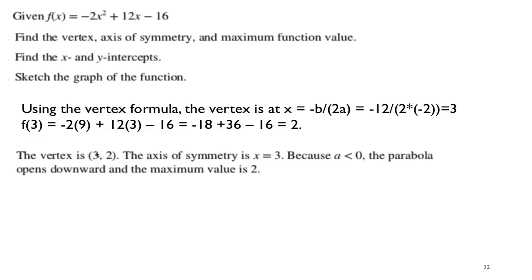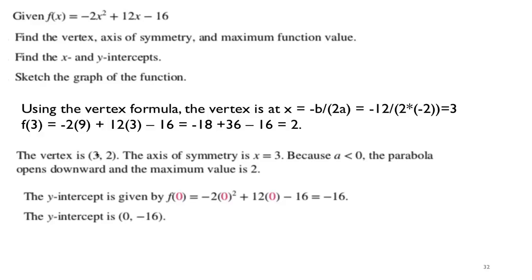Because a is negative, it's going to open downward. By the way, if you want, you can also compute the y-intercept, which is very easy to compute. f of 0, plug in 0, you get negative 16. So that's the y-intercept. So having all this information, now we can graph the function. Oh, actually, we have to do one more thing. We found the y-intercept; we have to also find the x-intercepts, the zeros. To do that, we just set the function equal to 0.